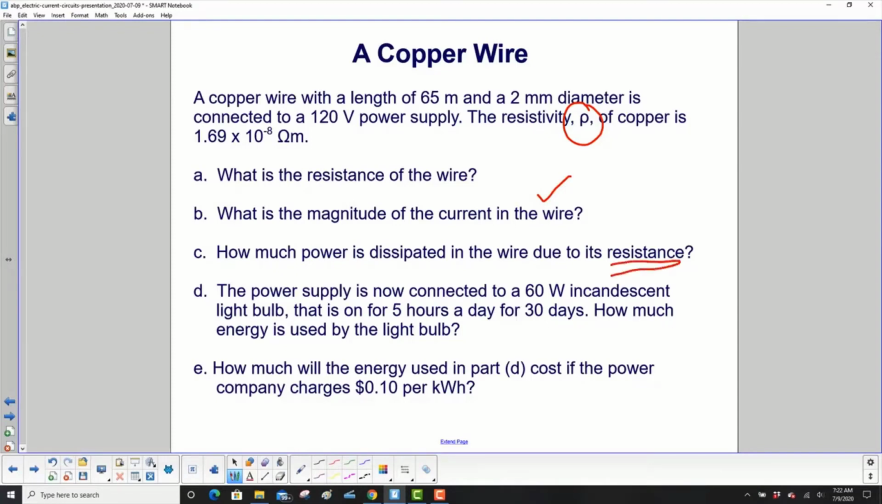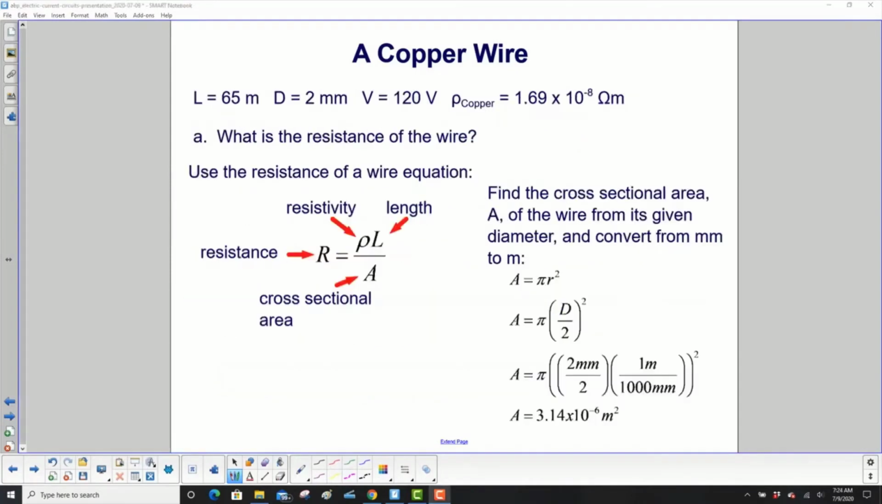And then we connect the power supply to a 60 watt incandescent light bulb. That's the old-fashioned bulbs. It is on for 5 hours a day for 30 days. How much energy is used by the light bulb? And then how much will the energy used in Part D cost if the power company charges 10 cents per kilowatt hour?